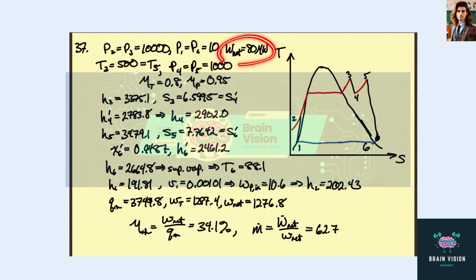Then they also want the mass flow rate. We know the net power that we're putting out is 80 megawatts, so we can divide it by the specific net work, and that winds up giving us 62.7 kilograms per second of flow through this system.